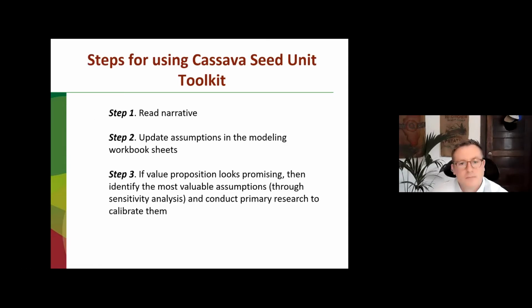There are essentially 3 steps for using the Cassava Seed Unit Toolkit. The first is to familiarize yourself with the narrative, which serves as a kind of companion guide for the set of Excel-based analysis tools, which are updated in step 2. And then moving to step 3, if through step 2 the value proposition looks promising, to understand which assumptions are the most valuable, which in almost all cases is the differentiated value of one variety over another, and to conduct focused research to increase the level of information around those assumptions so that they can be better calibrated to the situation of a specific processor.